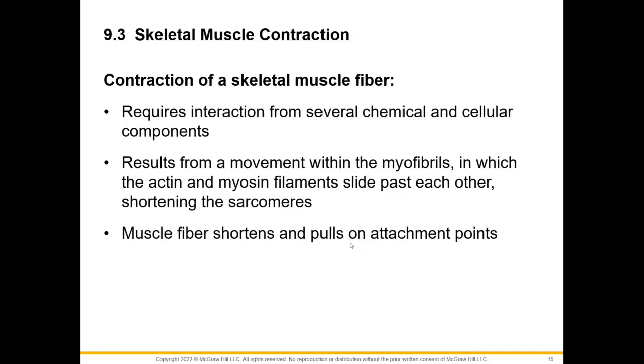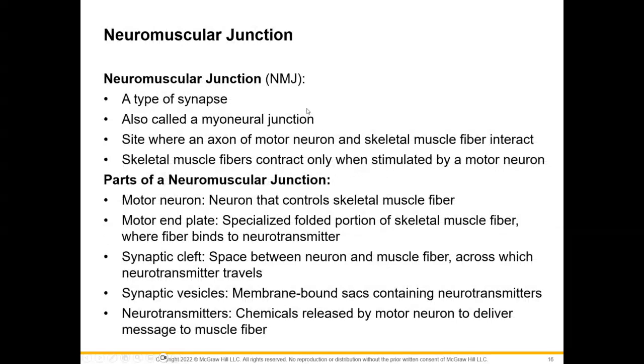Okay, the contraction of the skeletal muscle fiber requires interaction from several chemical and cellular components. It results from a movement within the myofibrils in which the actin and myosin filaments will slide past each other, shortening the sarcomeres. The muscle fiber shortens and pulls on the attachment points.